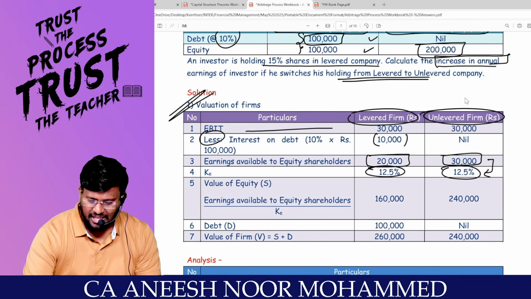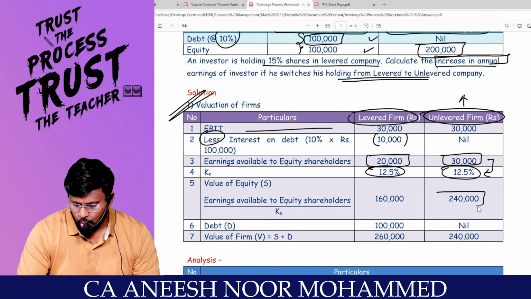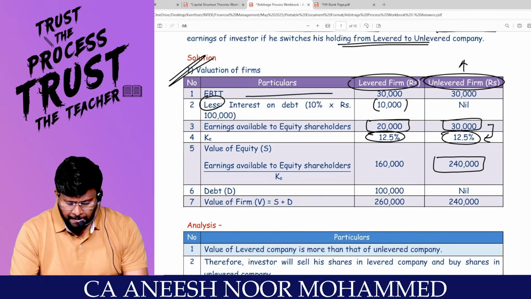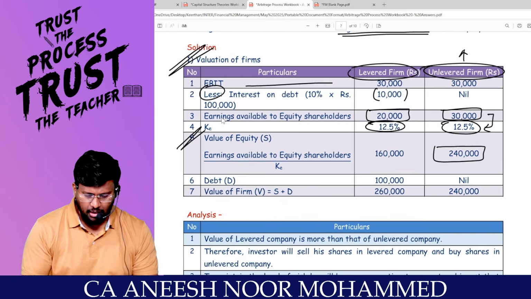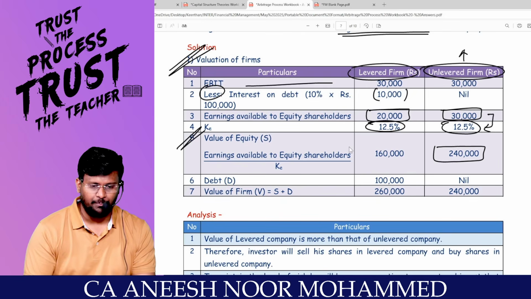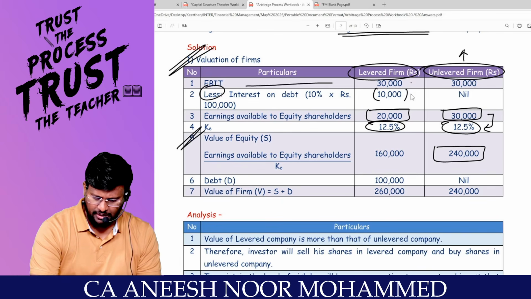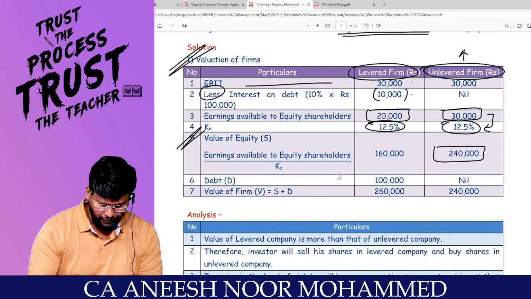I'm first calculating the unlevered firm. 30,000 divided by 12.5% comes to 2,40,000, which is the value of the firm. Whereas, my dear lovable students, value of equity, correct? What are the earnings available to the equity shareholder? 20,000, because out of 30,000 you are liable to pay 10,000. 20,000 divided by 12.5% comes to 1 lakh.